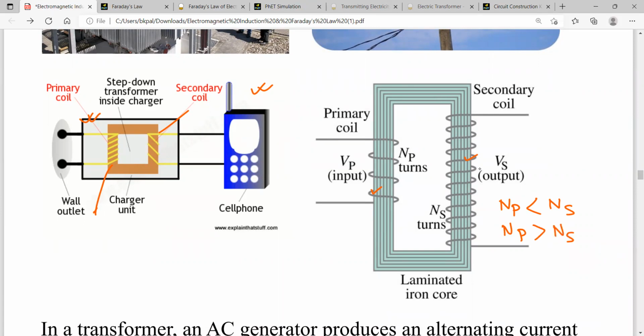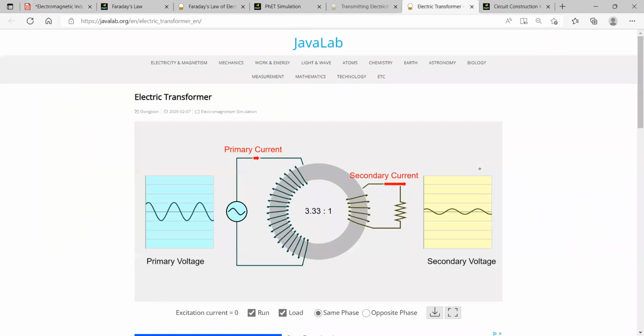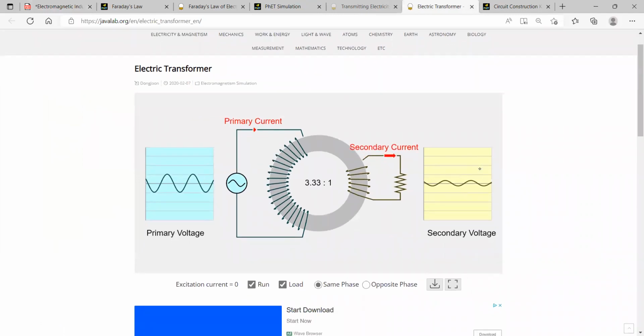Let me show you here. For example, if I want to step down, here you see on the left hand side the primary voltage, and on the right hand side you see the secondary voltage, which is lower than the primary voltage. If I want to step down the voltage, you need fewer turns in the secondary loop. So here you see that.